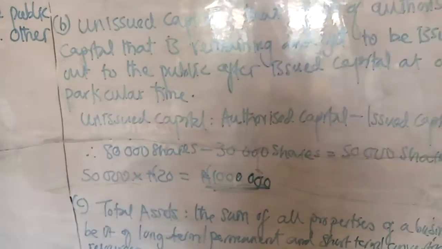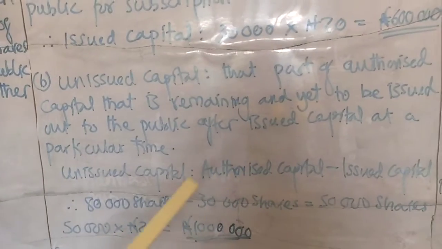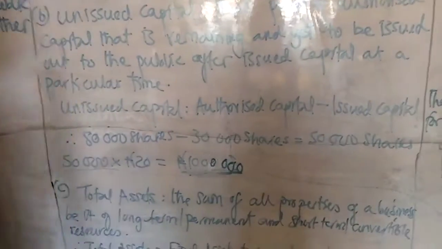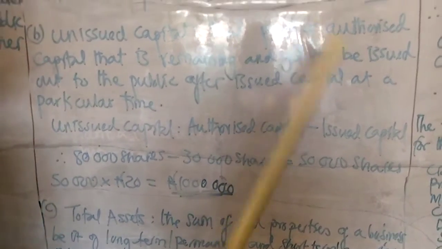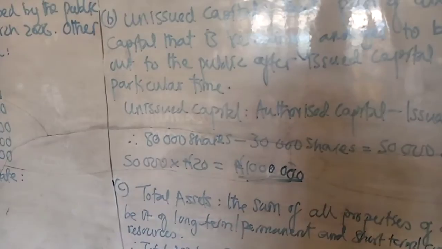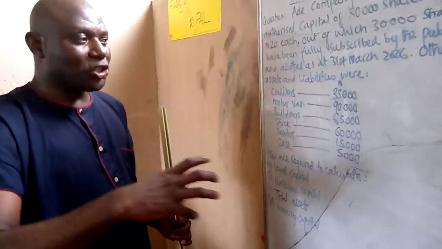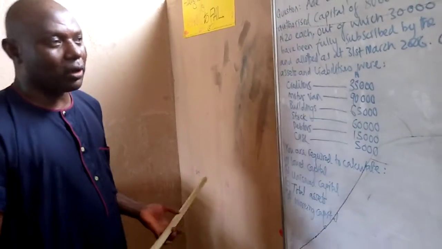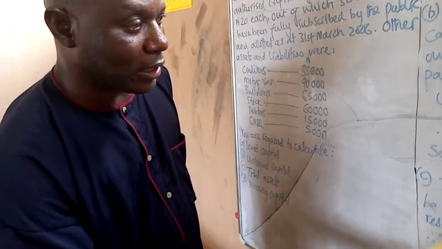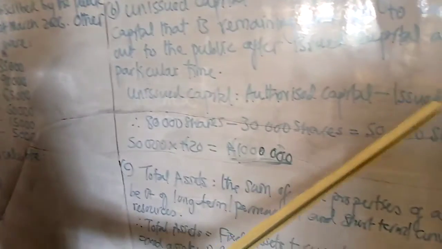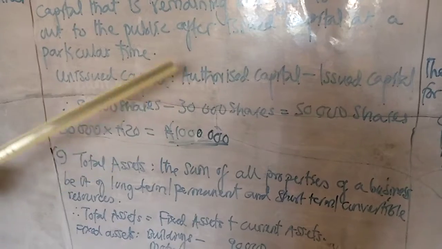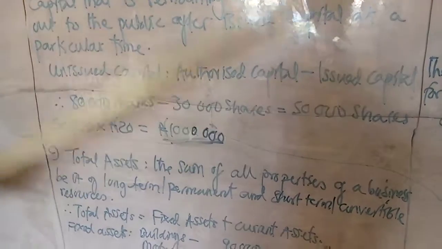Let's move to B, unissued capital. Same here, that part of authorized capital that is remaining and yet to be issued out to the public after issued capital at a particular time. You can see, it is that part of the authorized capital that is not issued to the public, after issued capital. So you have the formula. Unissued capital, therefore, is authorized capital minus issued capital. You can see, as simple as that. Always memorize that. Unissued capital, authorized capital minus issued capital.